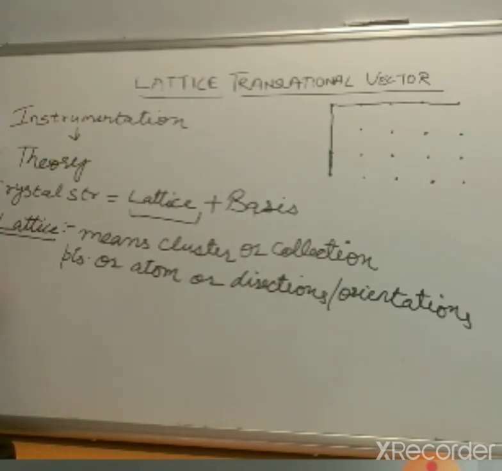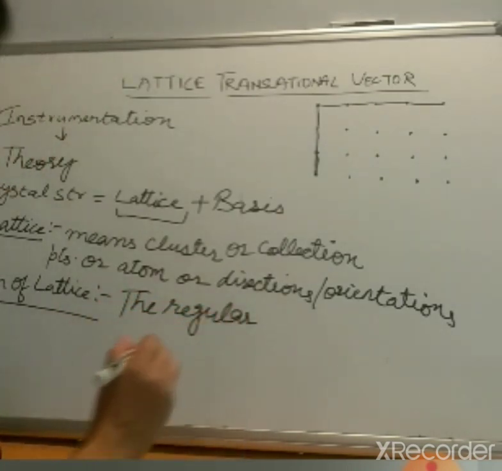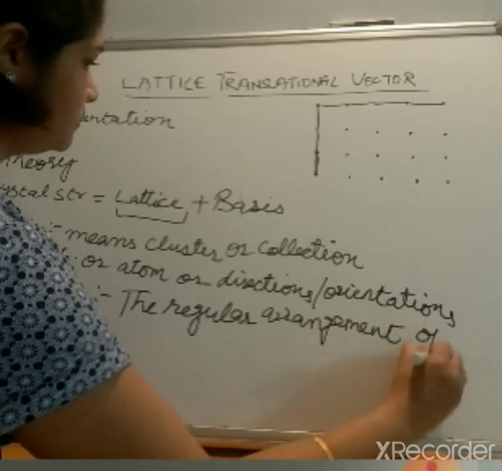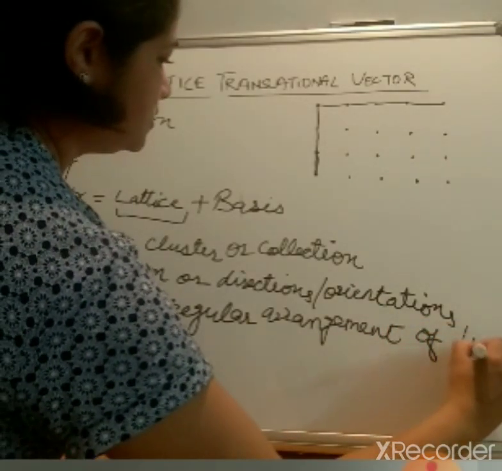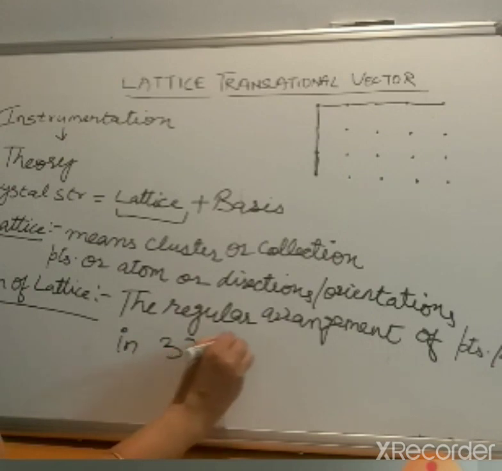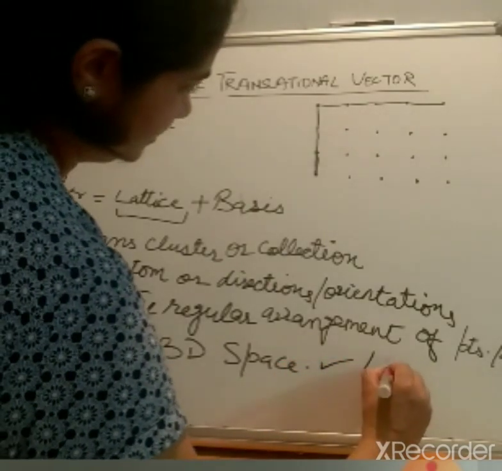So the definition of lattice will be: the regular arrangement of points or atoms in 3D space is called lattice.